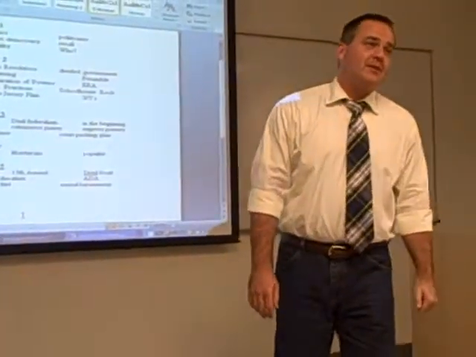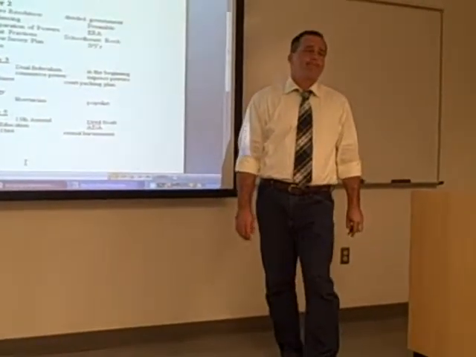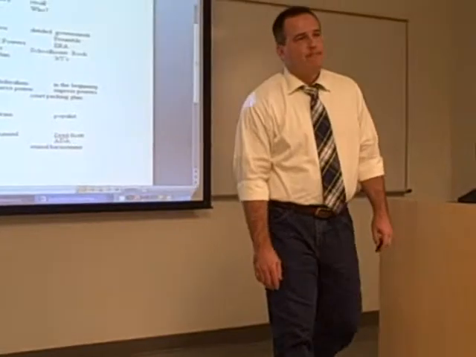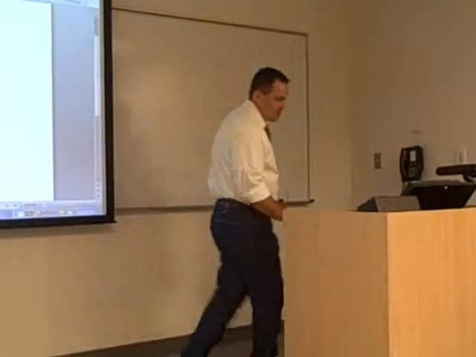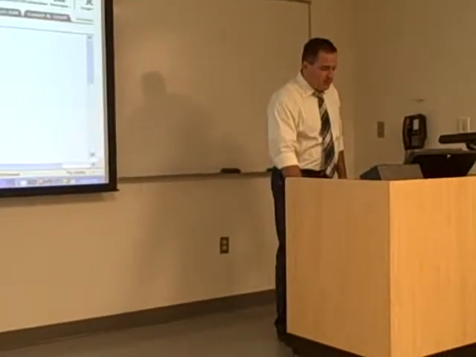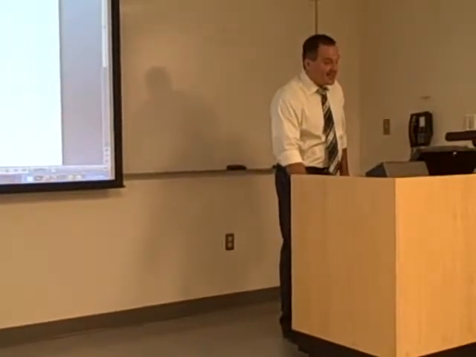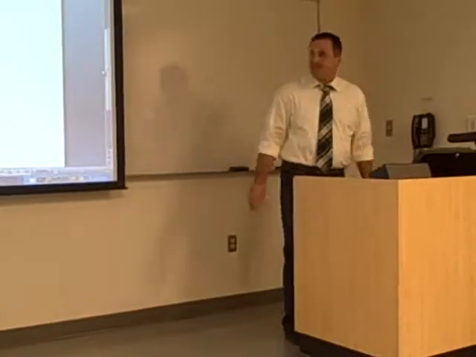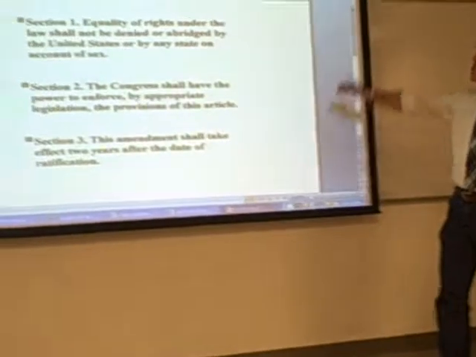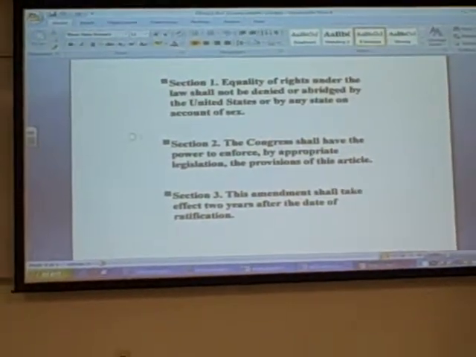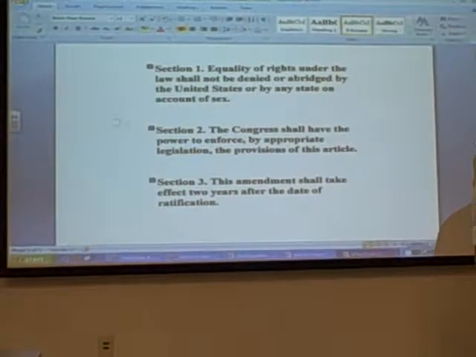What is ERA? What was the Equal Rights Amendment? It said that women can't be discriminated against. It was originally intended so women could get equal pay in the workforce. This is actually written out, and I've got it linked under the articles: Equality of rights under the law shall not be denied or abridged by the United States or any state on account of sex. And what was the key word?